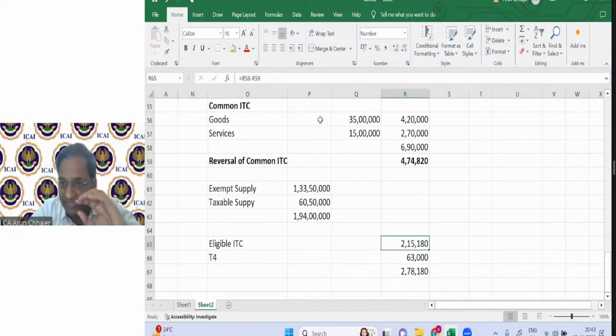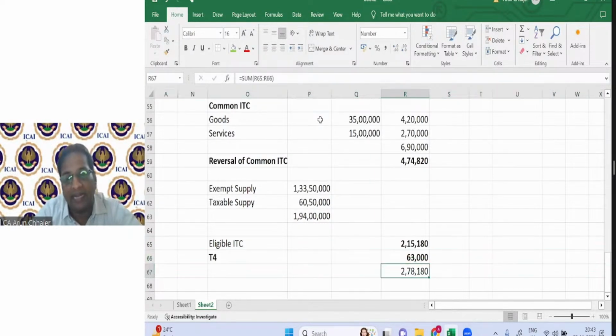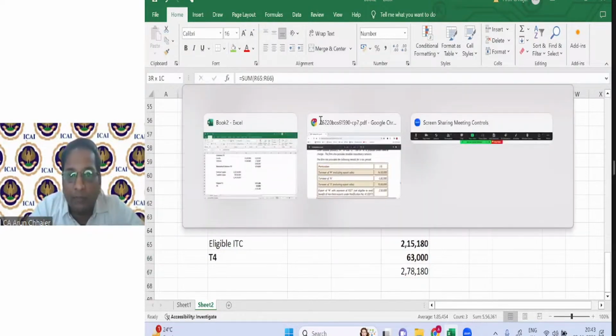क्या करना है उसके बाद में? Once I have excluded that reversal, this become my eligible component. Then I have calculated T4 and added the same. Then is this much of the total ITC. यहां तक कोई डाउट? क्वेश्चन बड़ा टफ होता जा रहा है. सो यहां पर क्या हुआ ना, ये कैलकुलेट हो गया.